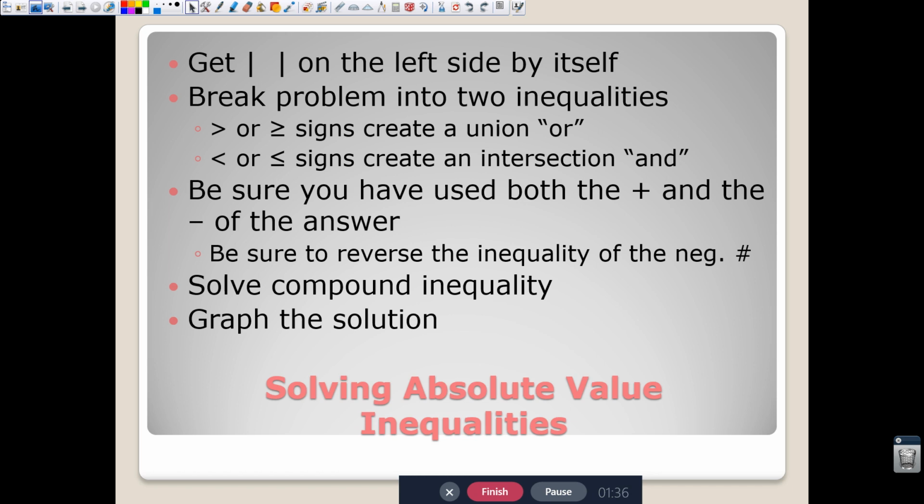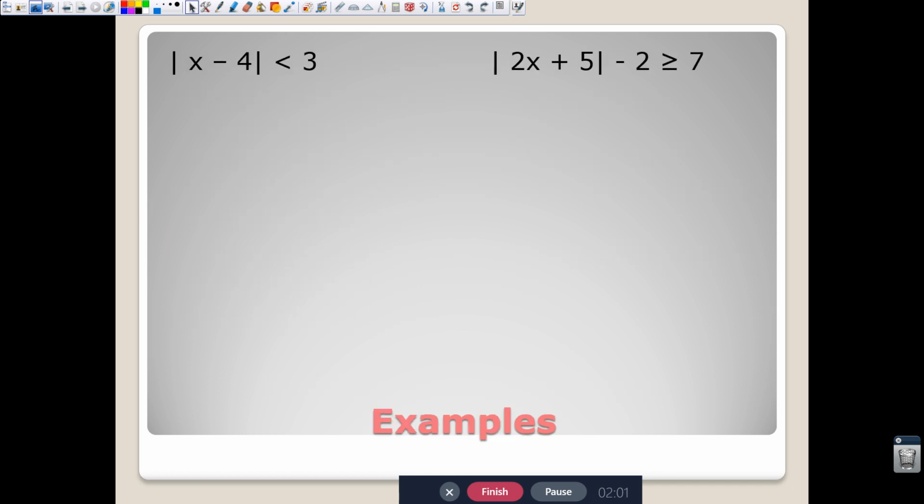And then we solve the compound inequality, like how we solved compound inequalities beforehand. And then we graph our solution. When we have our negative one, we need to make sure that we reverse the inequality sign because it's kind of like multiplying by a negative number. Okay? So you want to make sure that the pointy part or the mouth is pointing the opposite direction. Okay, so let's try this.